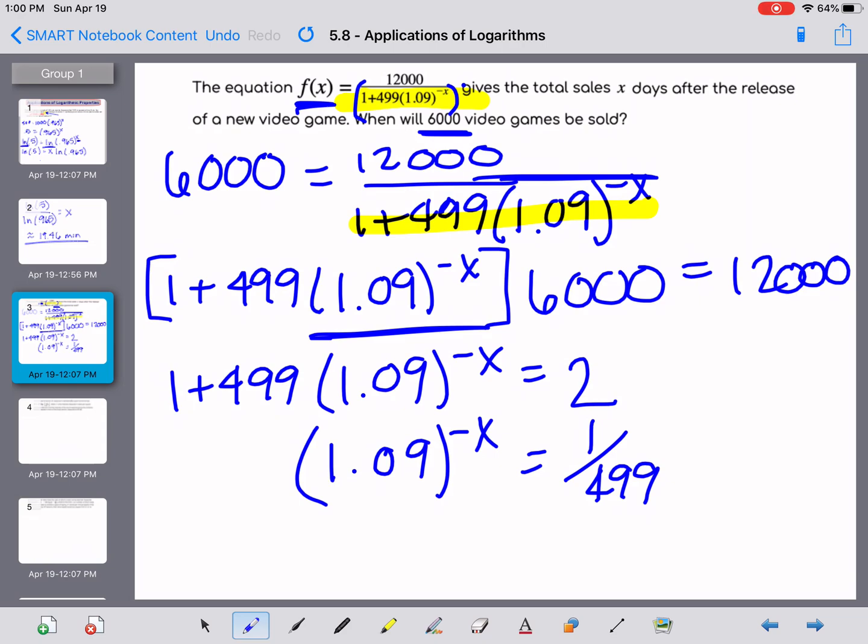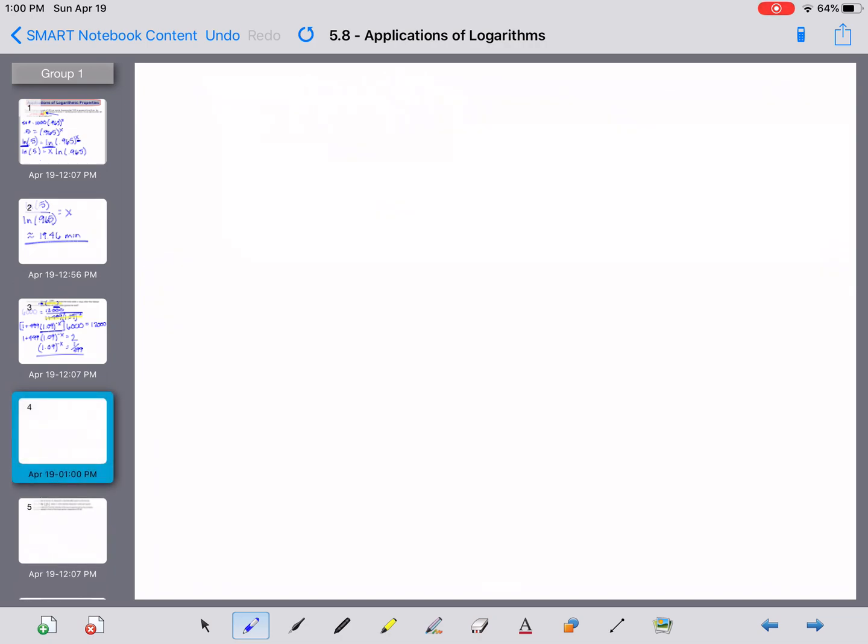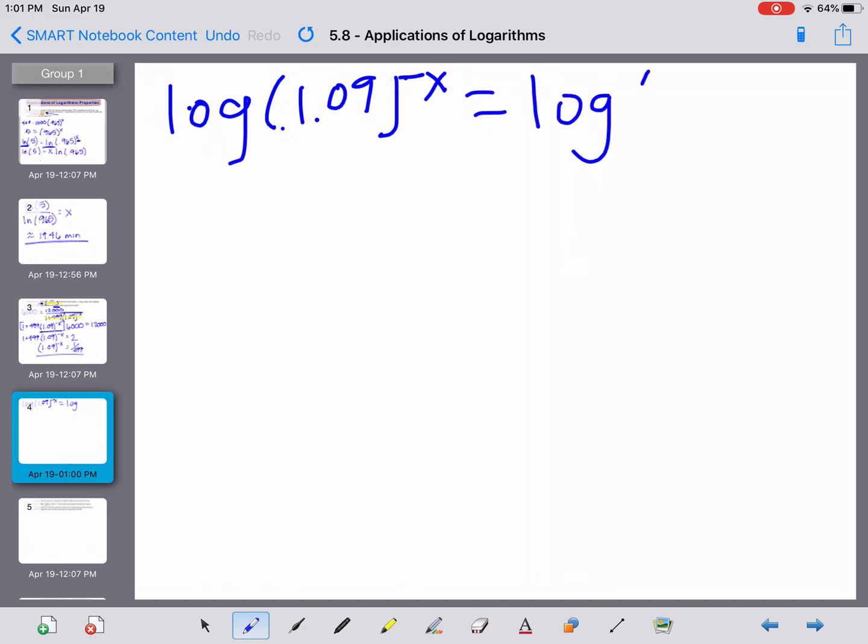Now that I'm here, again, like the last one, because I want to bring this x down, log or natural log to both sides is where you're going to go. Okay, so you have that. I'm going to go to the next screen so I just have some more space. So I'll just go log of 1.09. Gosh, that's ugly. 1.09 to the negative x equals log of 1 over, what was it? 499.